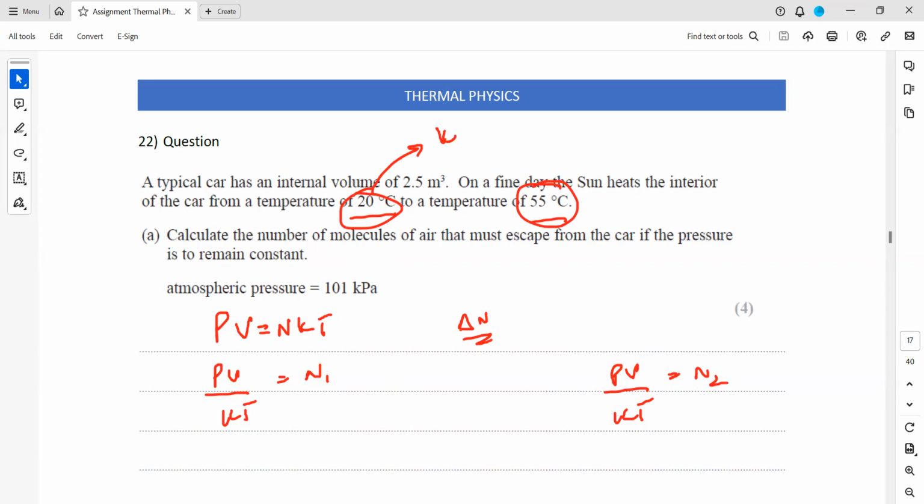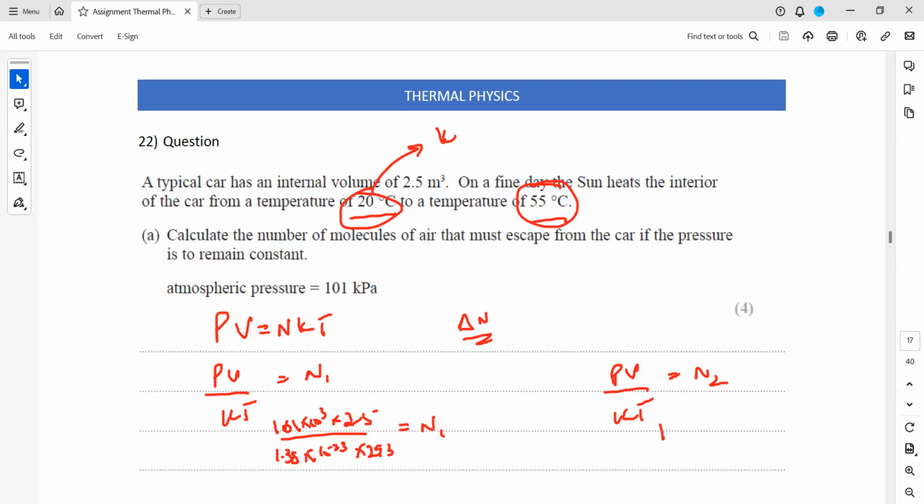So we have the pressure, which is 101 into 10 to the power 3. We have the volume 2.5, and we have the Boltzmann constant, which is 1.38 into 10 to the power minus 23. That will be given. And add 273, so this will become 293. This will give us the value for N1.